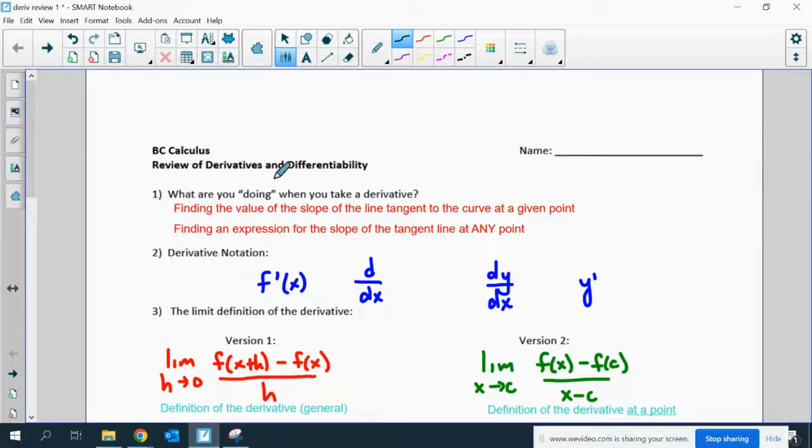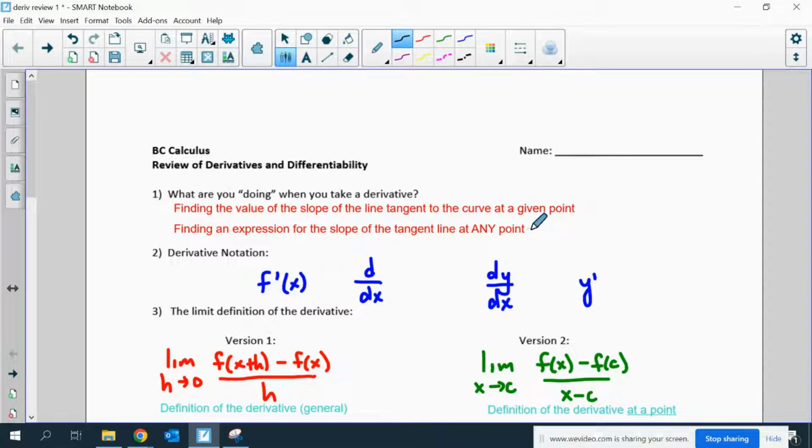This video is a review of derivatives and differentiability. First thing we'll talk about is what you're actually doing when you're taking a derivative. So when you take a derivative, you're finding the value of the slope of the line tangent to the curve at a given point, or you're finding an expression for the slope of the tangent line at any point.